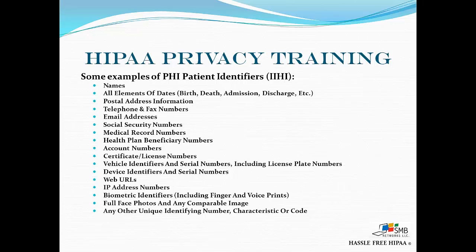Here's one a lot of people don't even think about: the VIN number on your vehicle, and serial numbers, including license plate numbers, device identifiers and serial numbers, web URLs, IP address numbers, biometric identifiers, including finger and voice prints, a full face photo, and any comparable images, and any other uniquely identifying number, characteristic, or code.